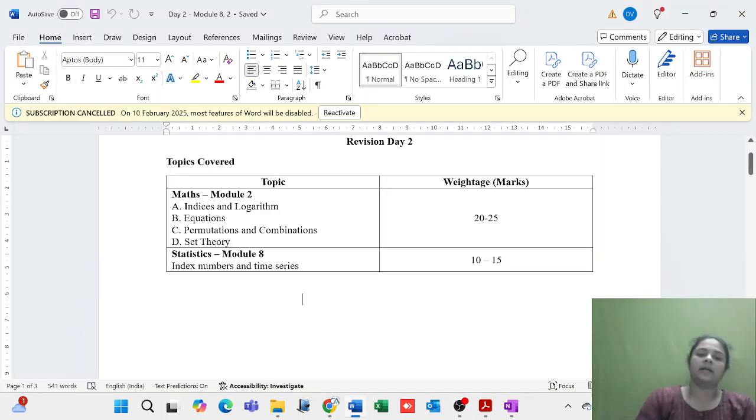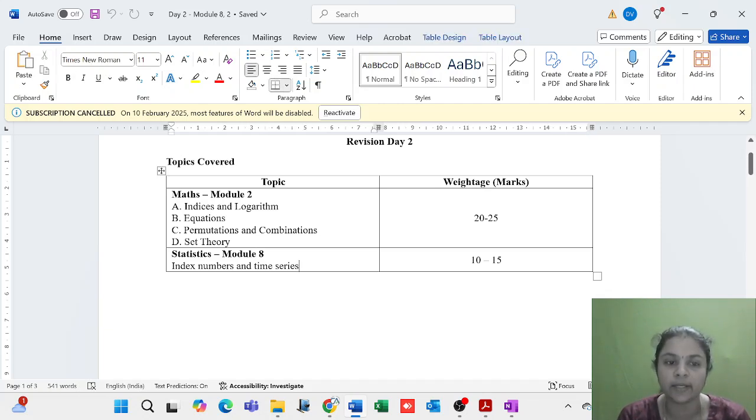So we begin our next part of revision as a part of our day 2 coverage. First we are going to focus on statistics module 8, which is index number and time series. Okay. Max module 2 we will look at it after this, or we'll look at it subsequently also. Okay. So we're going to start with index number and time series.